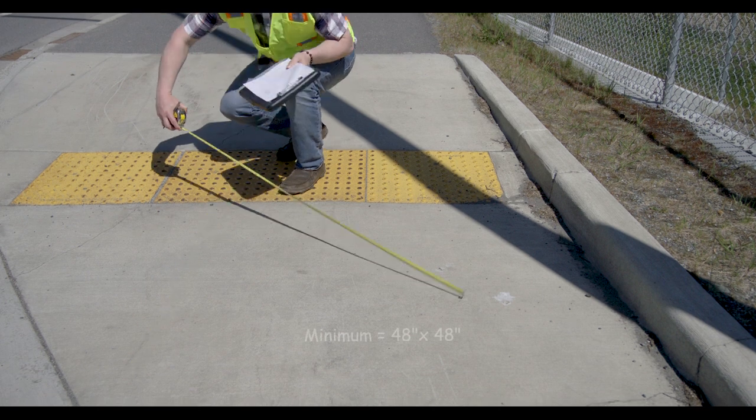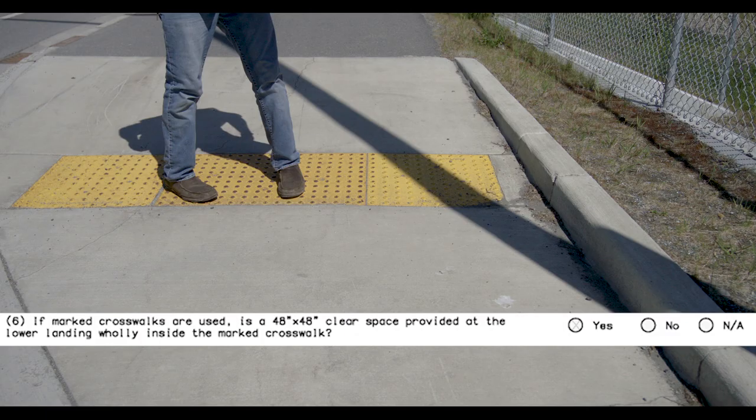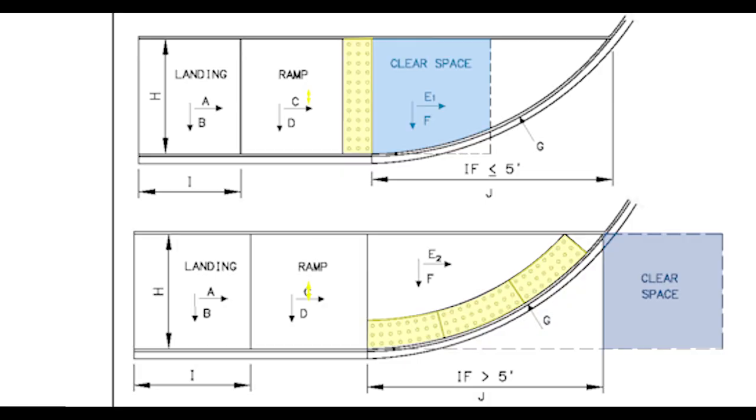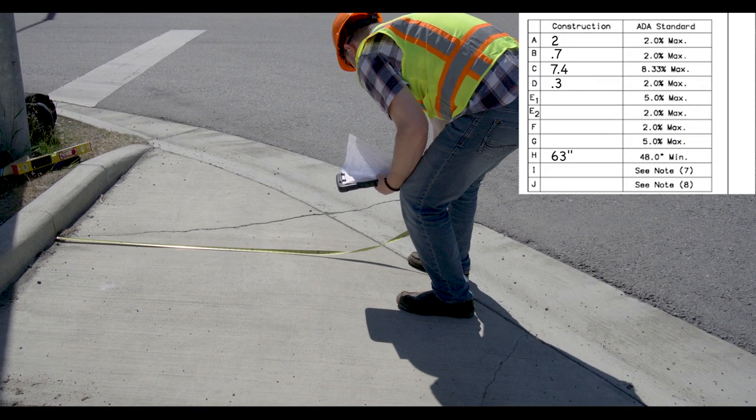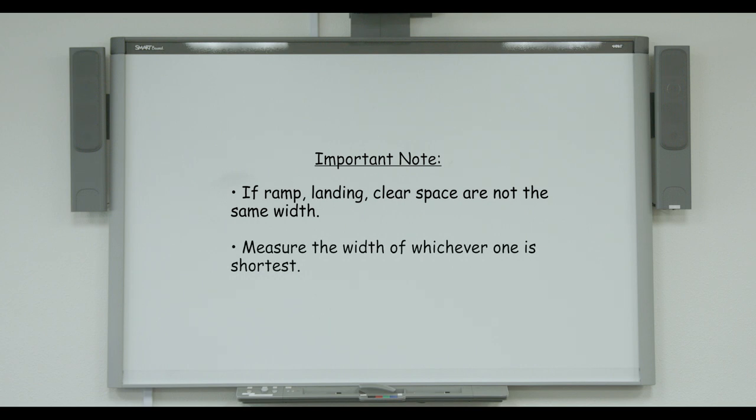Confirm this area is at least 48 inches by 48 inches and answer question 6. As the ramp width, the clear space width, and the landing width should all be the same, while taking the width of the clear space, record the measurement in box H. It is important to note that if they are not all the same, you will need to take the width of whatever one is shortest.